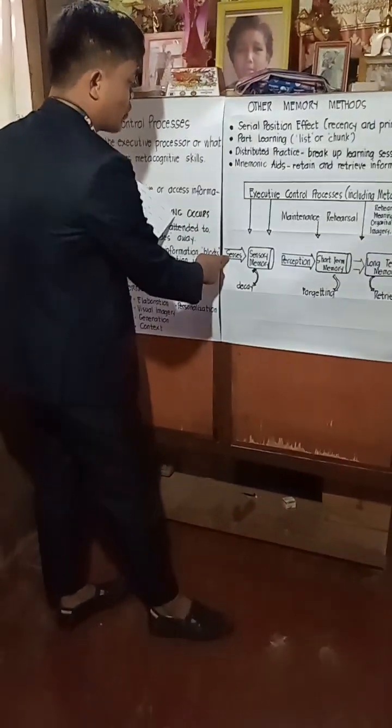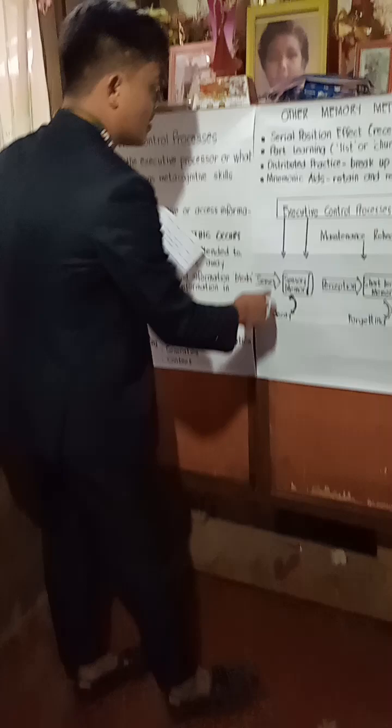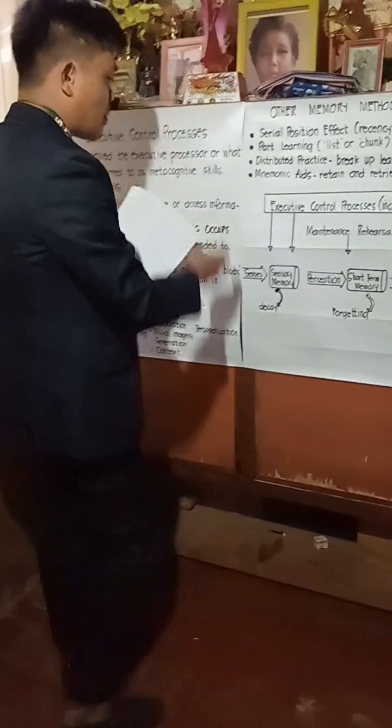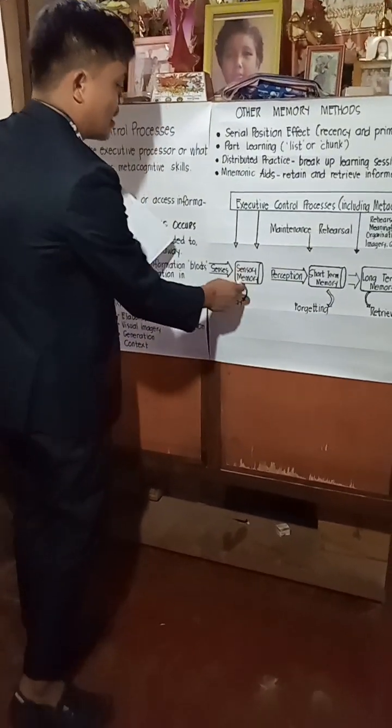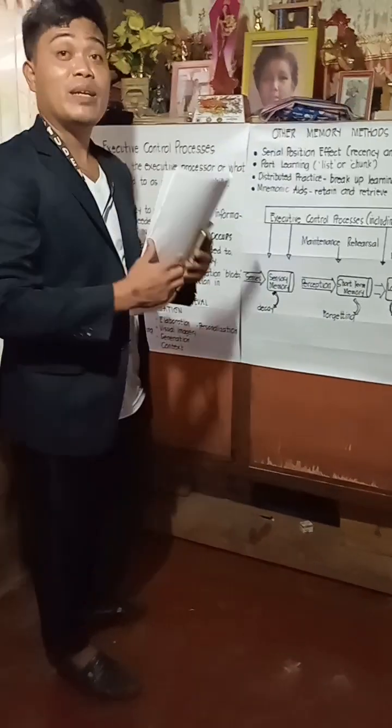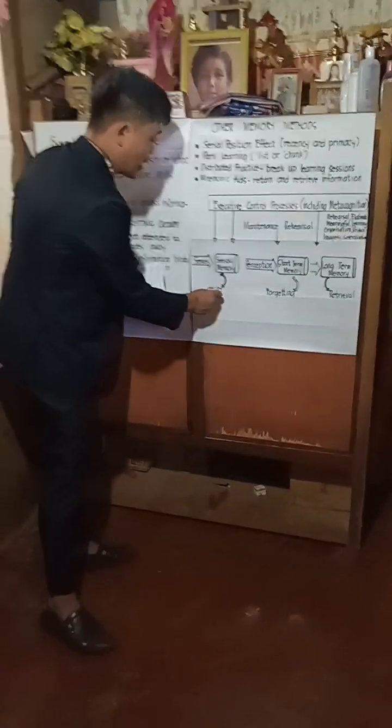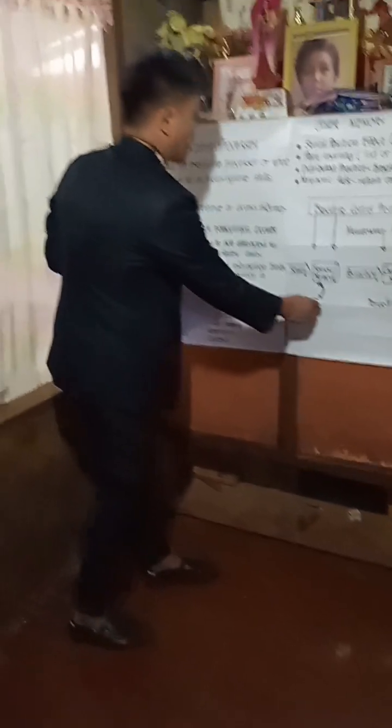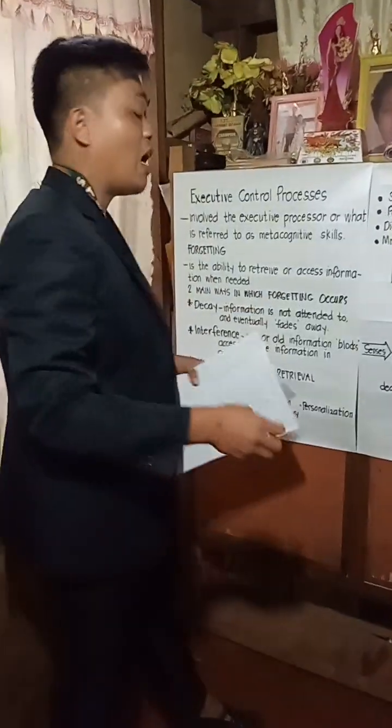In first, we have here the senses. The senses come up to the sensory memory. And sensory memory belongs to decay. As I said earlier, decay is when information fades away in our memory.